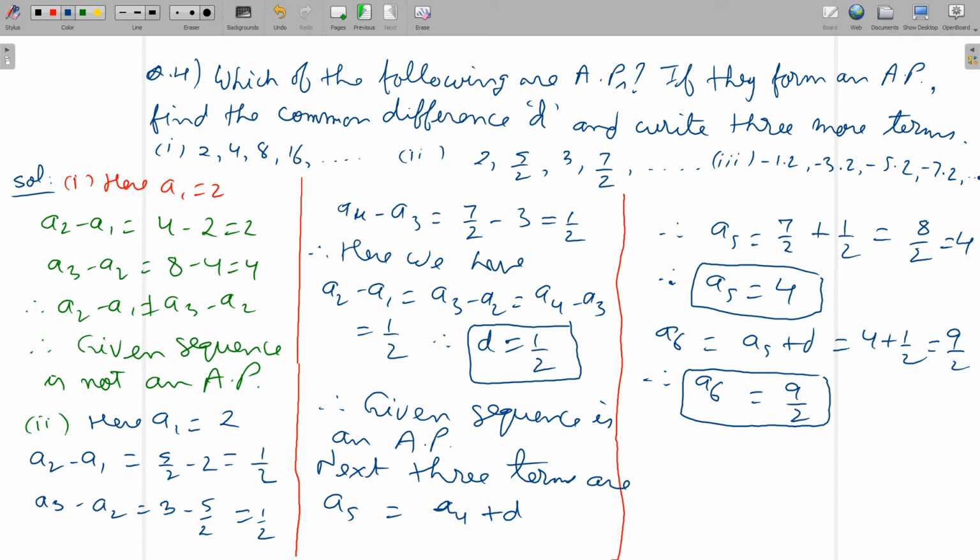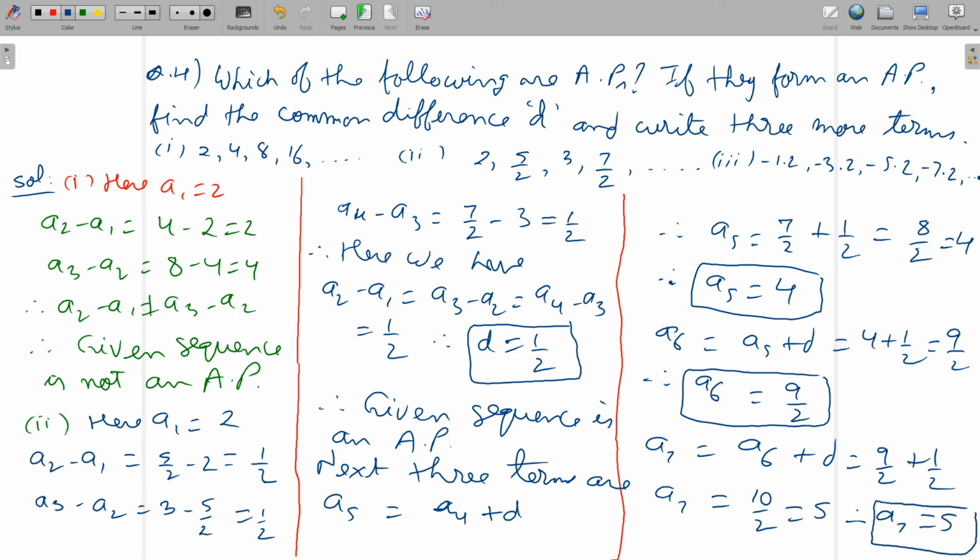Then we will find the seventh term. So A7 is equal to, in the sixth term you have to add the value of D, that is A6 plus D. So A6 is 9 by 2 plus D is 1 by 2. 9 by 2 plus 1 by 2 is 10 by 2, and 10 by 2 is 5. So A7 equal to 10 by 2 equal to 5. Therefore A7 equal to 5.